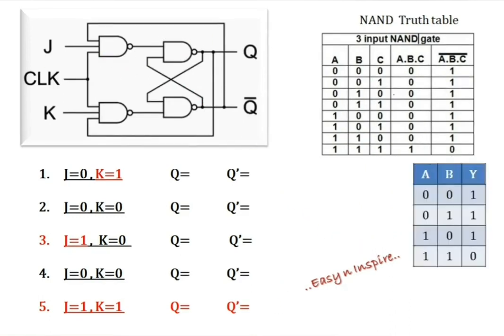My first condition is J equal to 0, K equal to 1. So I am taking the same here: J equal to 0, K equal to 1. Always the clock must be 1, then only the circuit is activated.